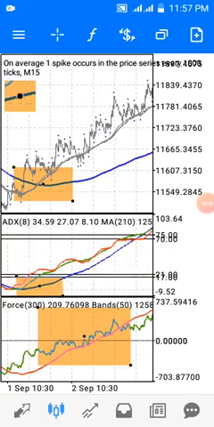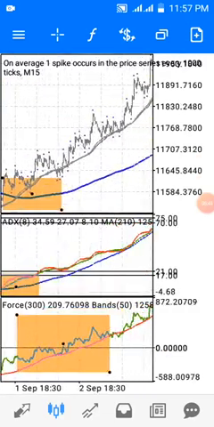I have my support here, and I'm expecting a crossover here. I can see what happened, price started to go up. So that's the way it works.